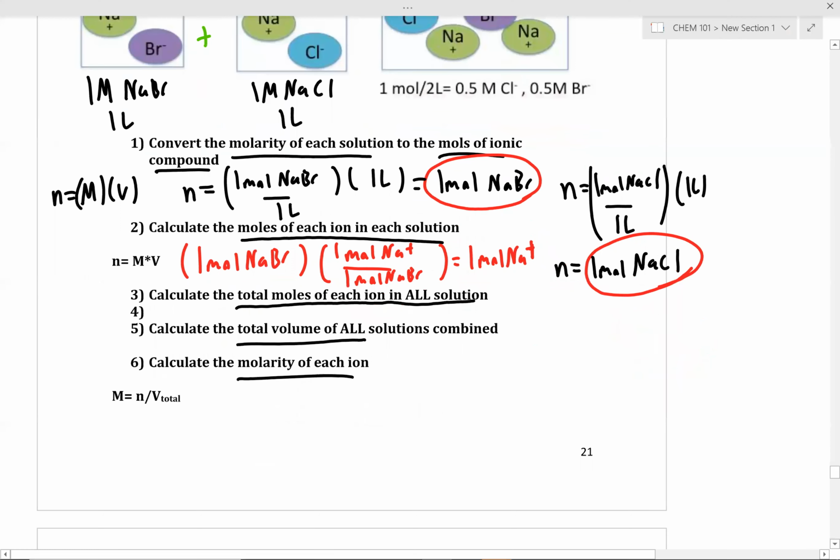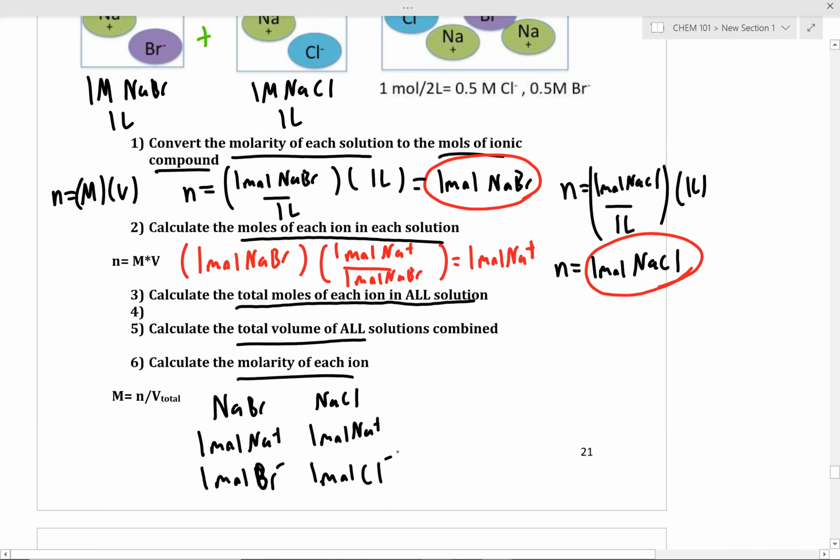So let's list out each of our solutions and let's list out the moles of each ion. So for sodium bromide, I have 1 mole of sodium, 1 mole of bromide. For sodium chloride, I have 1 mole of sodium and 1 mole of chloride, right? From our formula ratio and from the moles of each. Does that make sense? Okay.